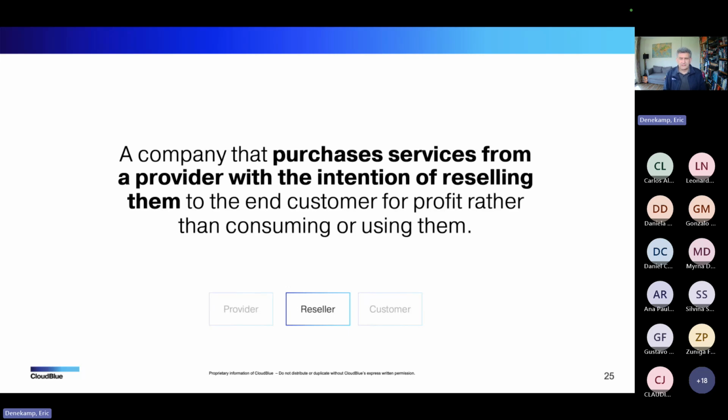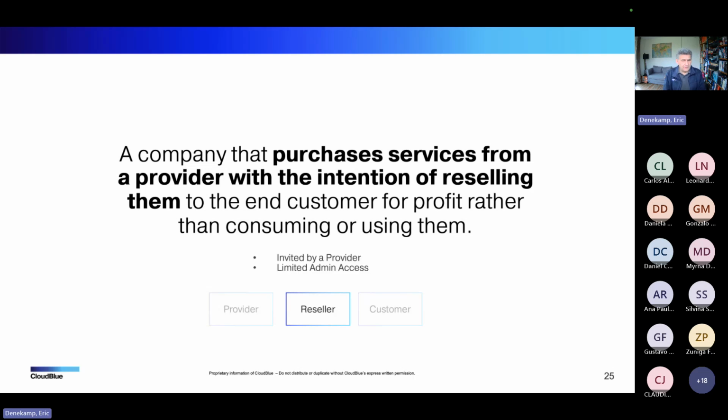Then we have resellers. And like I said, the definition is almost the same. The only addition here is that the reseller purchases from the provider with the intention of reselling. In the latest version, because we're not using the latest features in this definition, in the latest version of the platform, it is possible that a reseller onboards its own products as well.